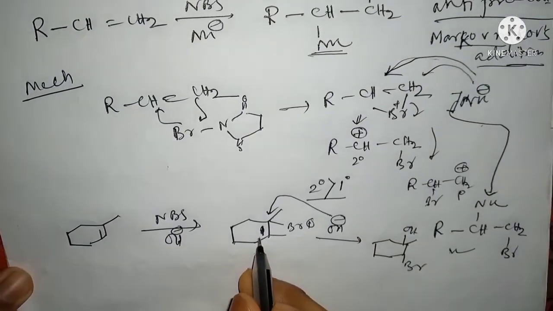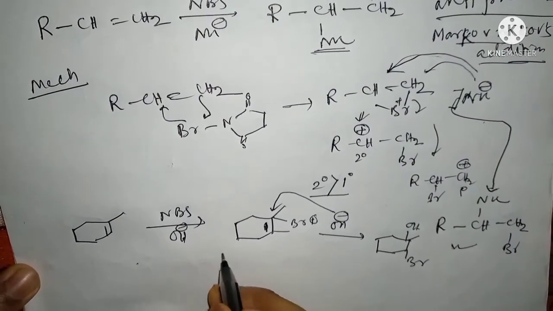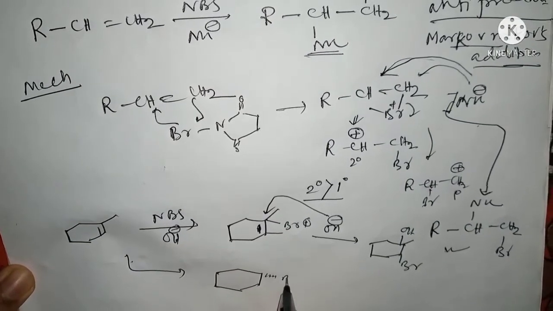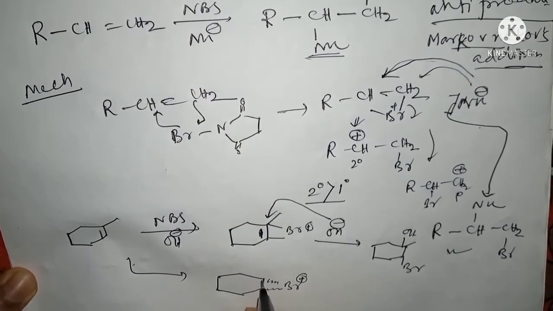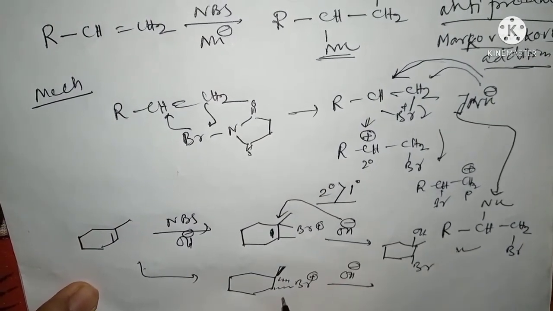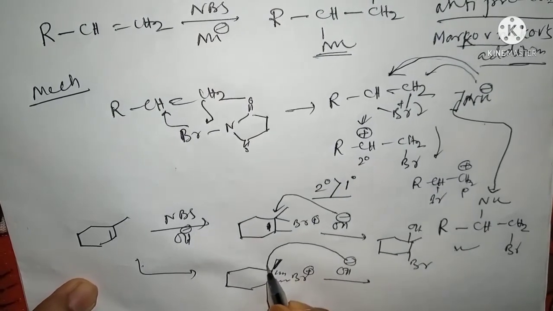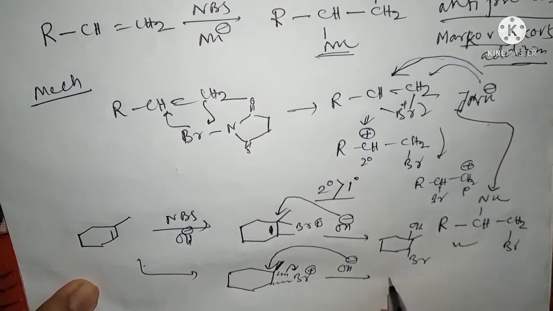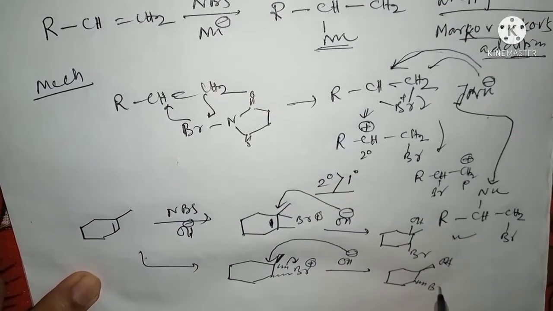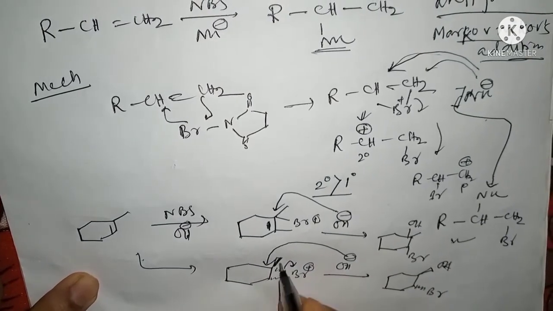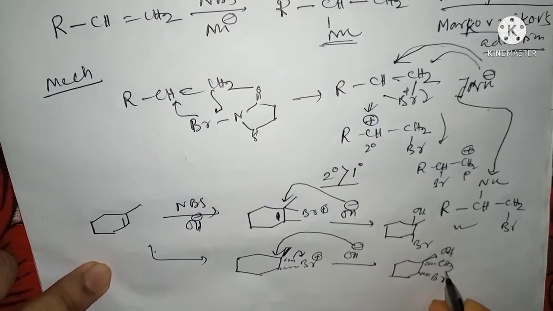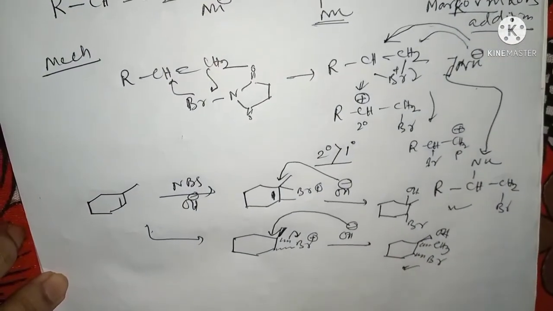But this is the stereochemistry of this reaction. Check: first Br attacks. Suppose Br plus forms on the below side, so the methyl group is on the above side. Then OH minus attacks, and the anti-product forms, so OH minus attacks from the above side. So OH is above and Br is below, and the methyl group goes to the below side position. So this is the stereochemistry of the reaction.